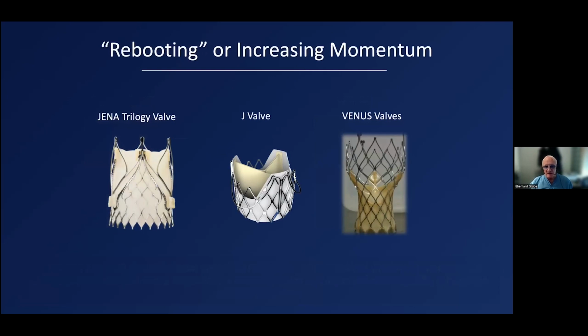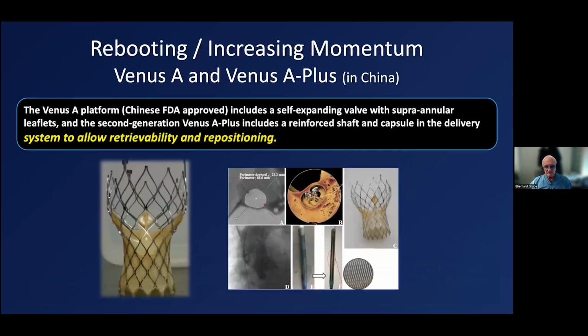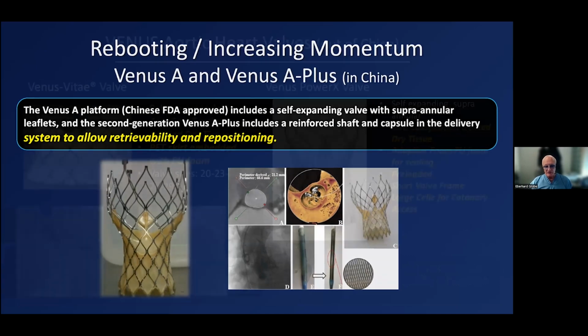Definitely increasing momentum, the Venus valves, the J-Valve, and the JenaValve. The Venus A and Venus A+ valve, solely used in China, is a self-expanding valve with supra-annular leaflets, and the second generation Venus A+ includes a reinforced shaft system to allow retrievability and repositioning.